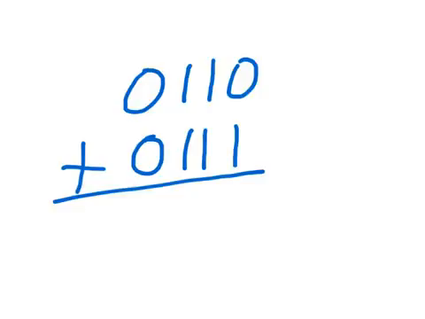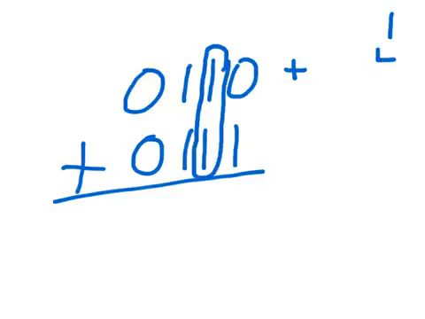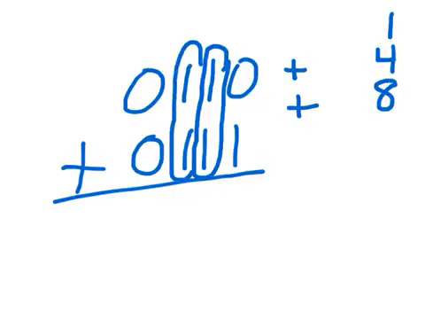So we know that 0 and 1 is 1. We know that 2 and 2 is 4. We know that 4 and 4 is 8. And then we have our answer. We just add it together and we have our answer.